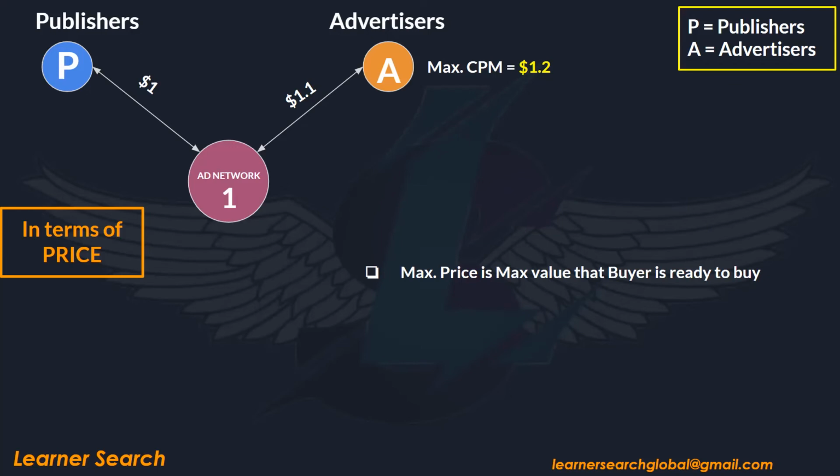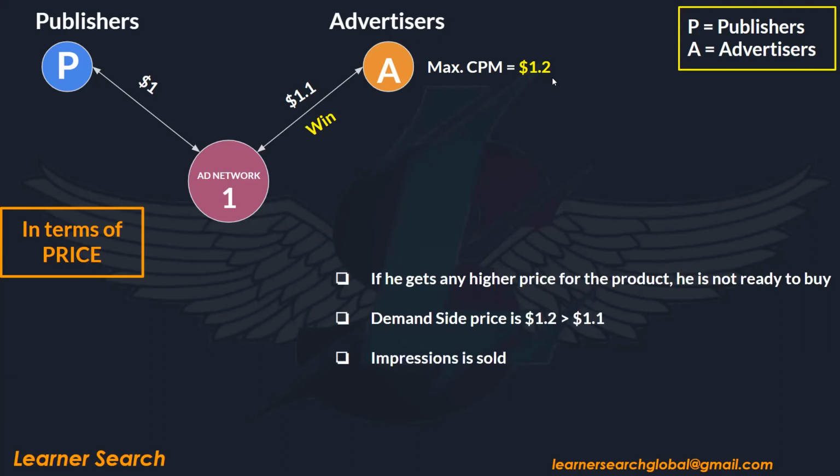He also sets that value in the system in such a way that it won't accept more than that. We will discuss that later, but for now, just for our understanding, let's assume this is the maximum CPM set by the advertisers. For one of the advertisers, the maximum value is 1.2. So what happened here?